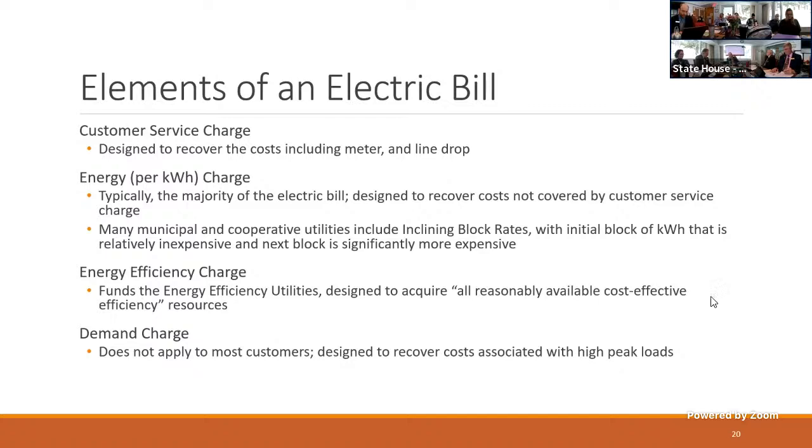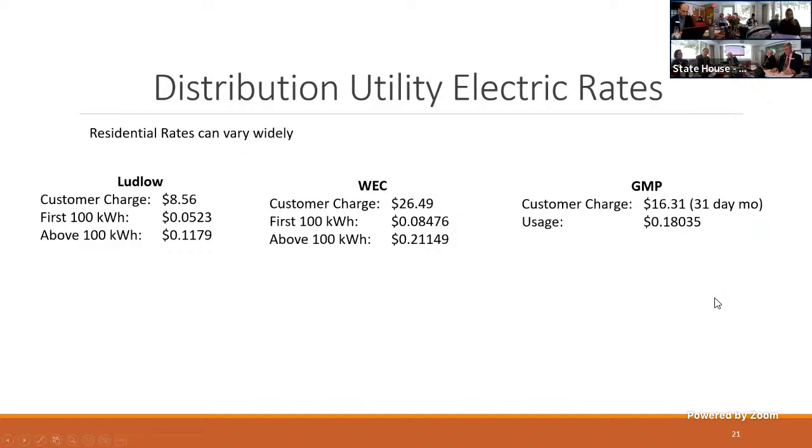On the next slide, there's just a couple of examples of rates. And the point of this slide, on slide 21, is that what those customer charges are varies quite a bit by utility. You can see Ludlow, for instance, has just a customer charge of about $9 a month, with that first 100 kilowatt hours really affordable, 5 cents a kilowatt hour. And then above that, every other kilowatt hour you use is at 12 cents a kilowatt hour.